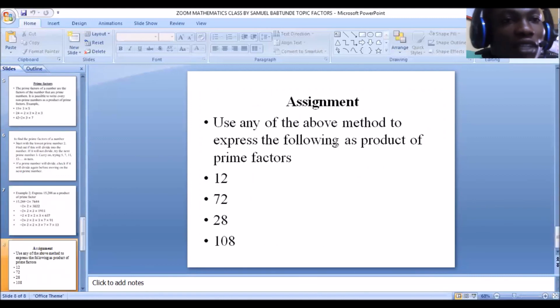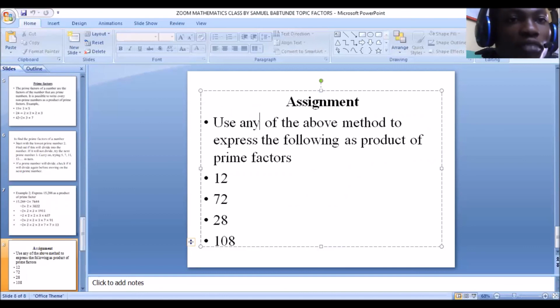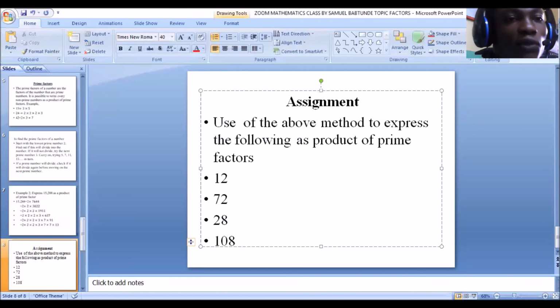So that is how to express your numbers as a product of their prime factors. And I gave you an assignment that you use the method I gave you to express the following as a product of the prime factors. So I said 12, 72, 28, and 108.